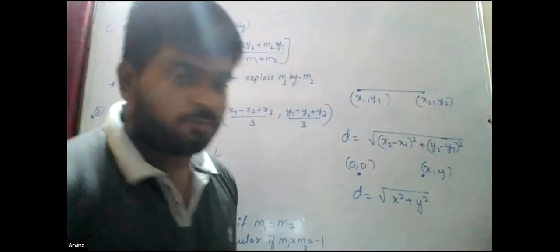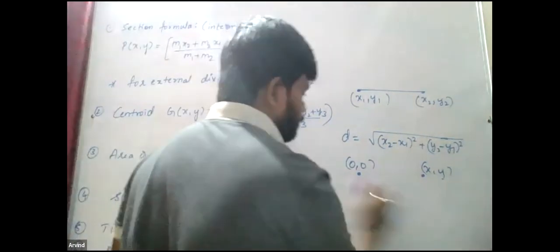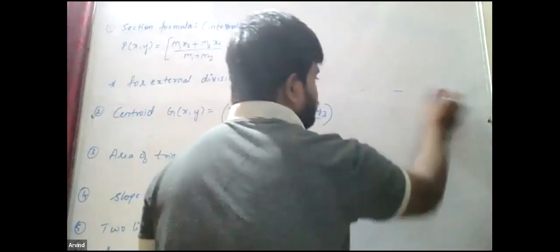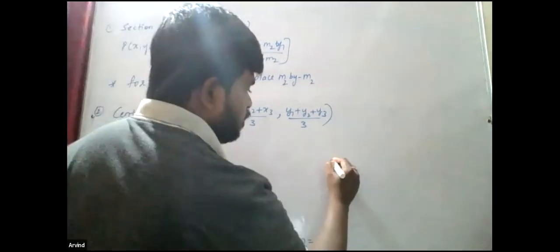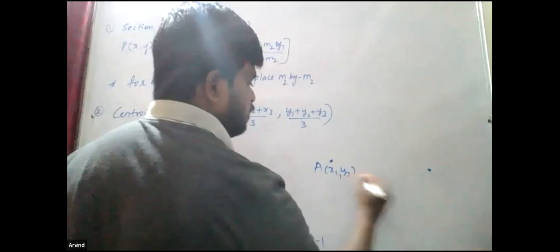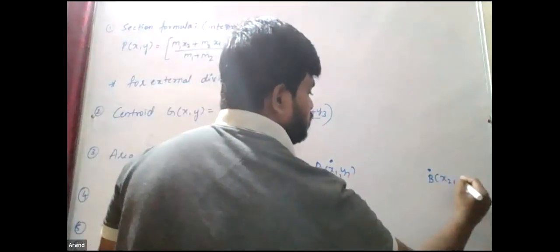Then you would have learned something called the section formula. In your 10th standard, you had only internal division. There is also external division. I've already written the formula, the section formula. Suppose you have 2 points, let's say A, which is at x1, y1, and B, which is at x2, y2.